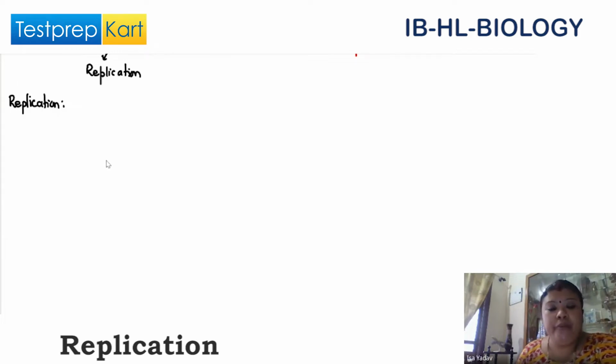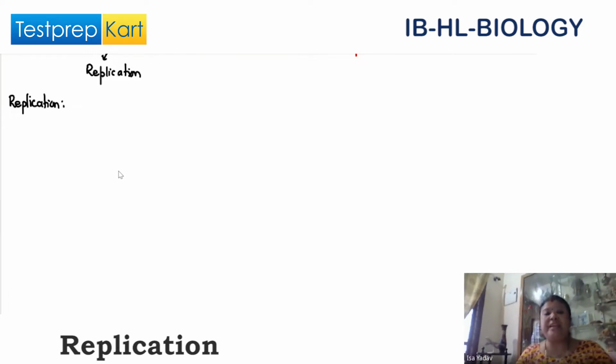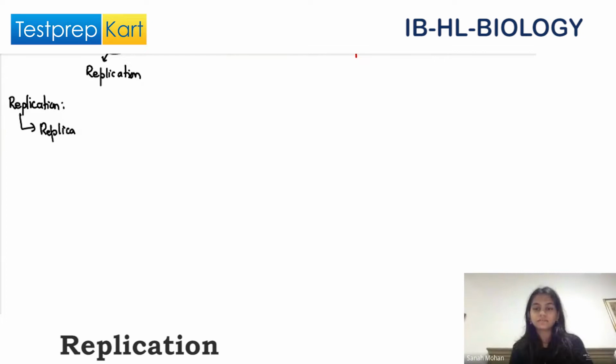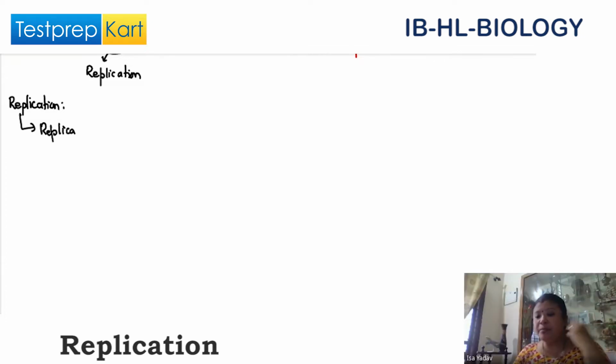Okay, so in replication, what happens? DNA is going to form its own kind. Okay, its own type. It's going to replicate. Why do we use the word replication? Replication refers to the word replica. Sana, do you know what is a replica? Yeah, like identical. Yes, identical, right? Something which is identical. So DNA is going to form an identical DNA.